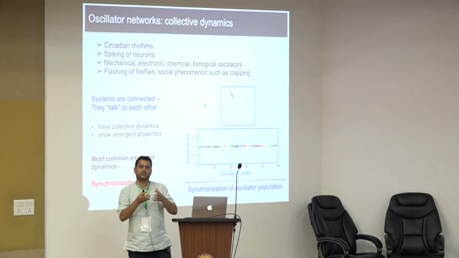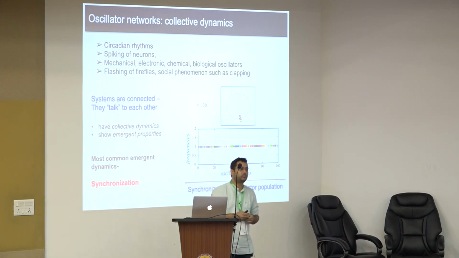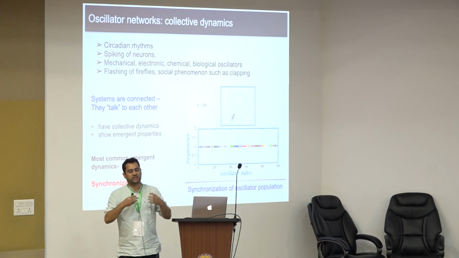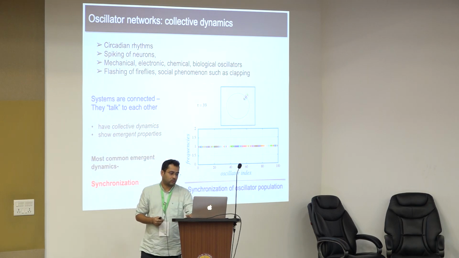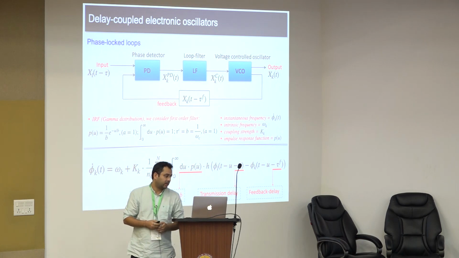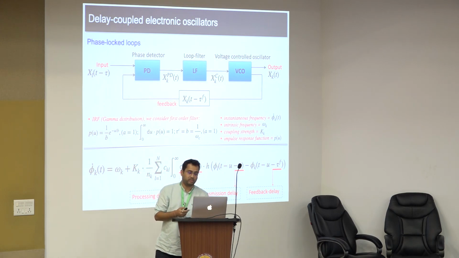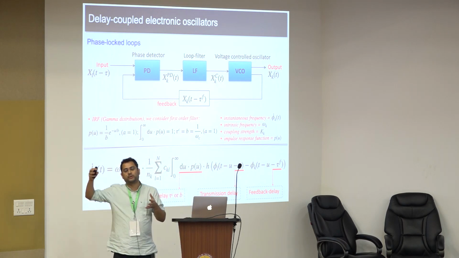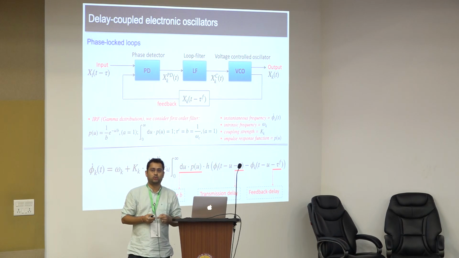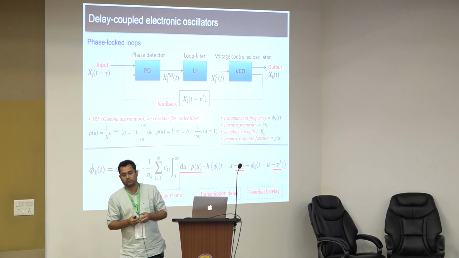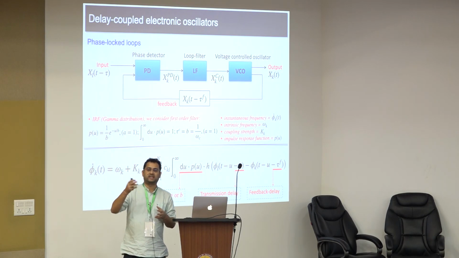Sometimes this talking takes place naturally, and sometimes we need these oscillators to talk to each other so that they can perform a particular task. The oscillator I am going to talk about is called phase lock loops. These are electronic oscillators with three components. The first is the phase detector (PD), which collects the signal. Then there is a loop filter which filters out the high frequency component and sends it to an autonomous oscillator called a voltage controlled oscillator, or VCO, to modulate its frequency.